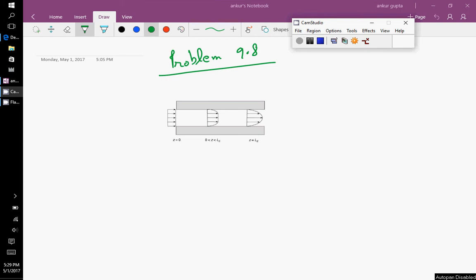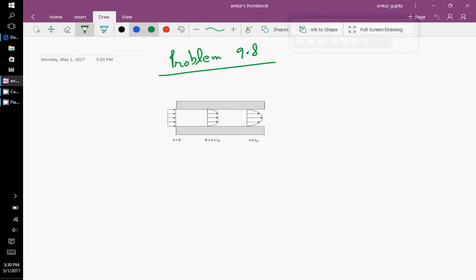And then this week we also did a problem during the recitations where we did scaling analysis for power law fluids, right? So what we want to do in this particular video is go ahead and start looking into different applications of boundary layer analysis. So this is problem 9.8 and I encourage you to go ahead and read the problem in the book.